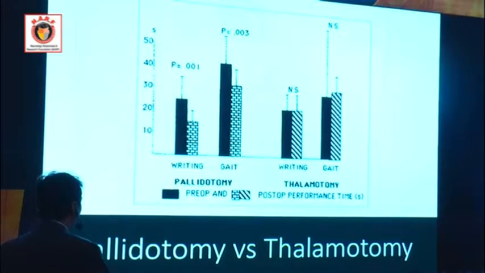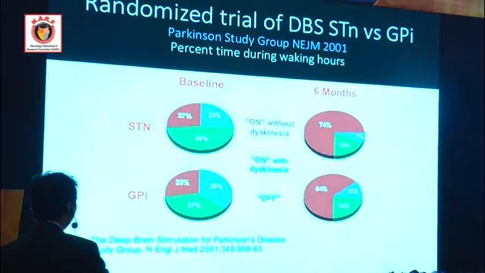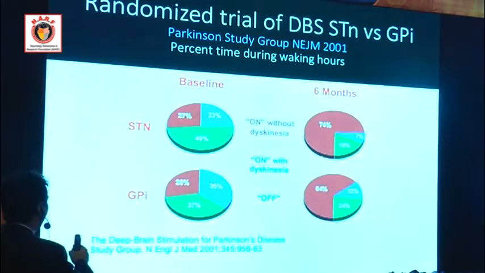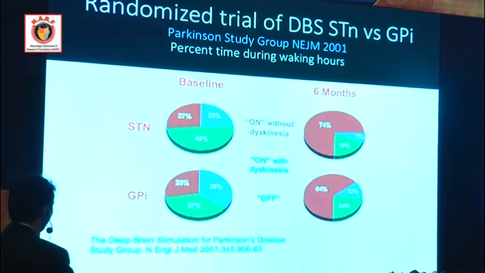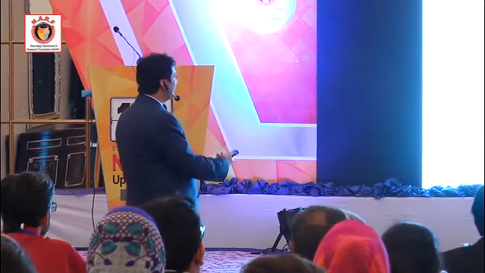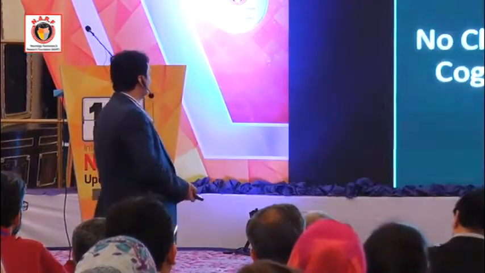So here's some data. Here's the old study, thalamotomy versus pallidotomy. You can see that writing and gait were getting better with pallidotomy, with thalamotomy making no difference on that. So we already knew that. Here's a comparison between STN and GPI, and you can look at on without dyskinesia, which is the red portion here. It is getting better in both of them, and there is no statistically significant difference between the two. And UPDRS 3 score improvement, again, is very comparable between STN and GPI. They both improve the motor rating scale, so they are good for motor targets and equally good for motor targets.